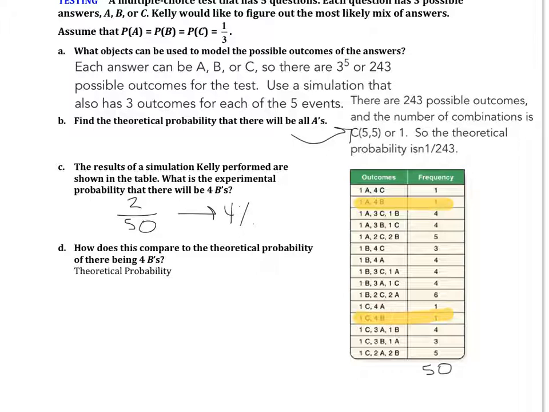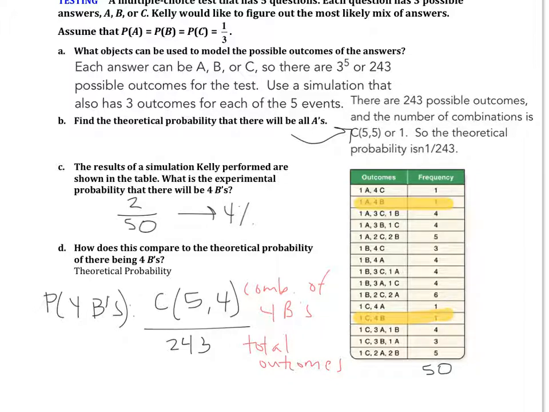Part D says compare that to the theoretical probability of there being 4 B's. So the probability of getting 4 B's is a combination of 5 answers, and you want 4 of those to be answer B. You don't care which ones are B's, but you just care that there's 4 out of the 5 over the total outcomes, which is 243. Well, 5 choose 4 is 5. There's only 5 ways out of 243. And that percentage is 2%. So the experimental probability that Kelly got of 4% versus the theoretical probability of 2% are very close to each other.